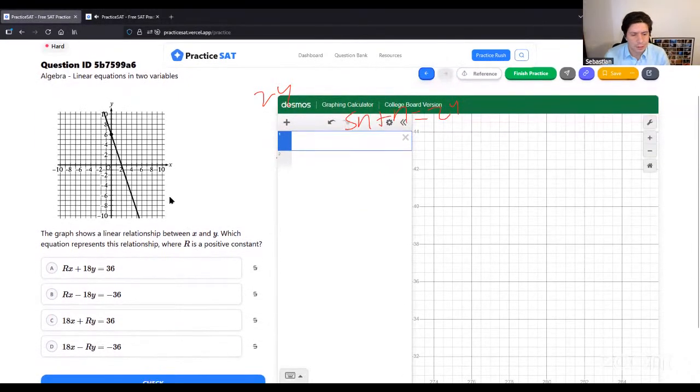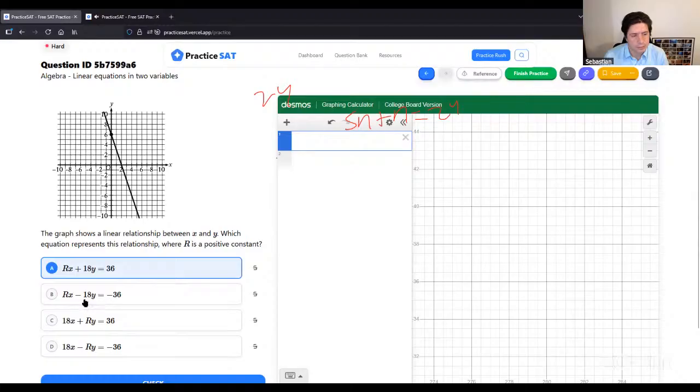The graph shows a linear relationship between x and y. Which equation represents this relationship where r is a positive constant? Interesting. So this is a negative slope. We want r to be positive. So when it's a negative slope and on the same side, you want them to be the same sign. So like this one should work. This one, r would be negative. Or this one, r would be positive. And this one, r would be negative. But we want it to work for us.